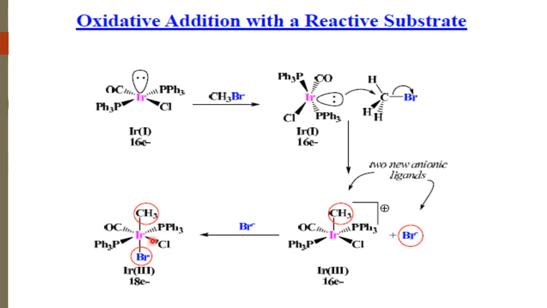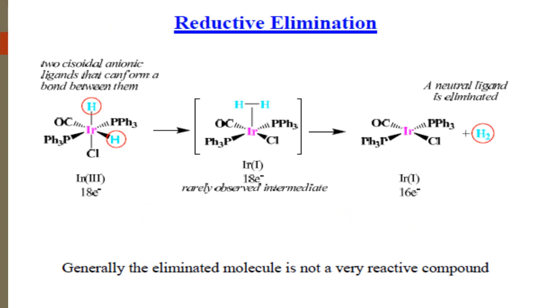From this chart I have given, it can be calculated by two methods: one is the neutral method and another one is the oxidation method. This is called oxidative addition of a reactive substrate, because we consider these electrophilic ligands, which can form easily, so CH3 and Br minus. This is exactly opposite to the oxidative addition. This is the reductive elimination.